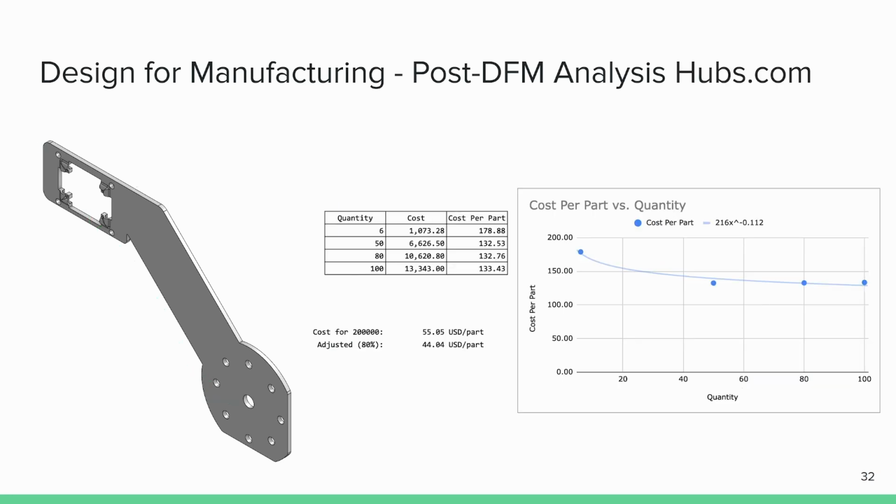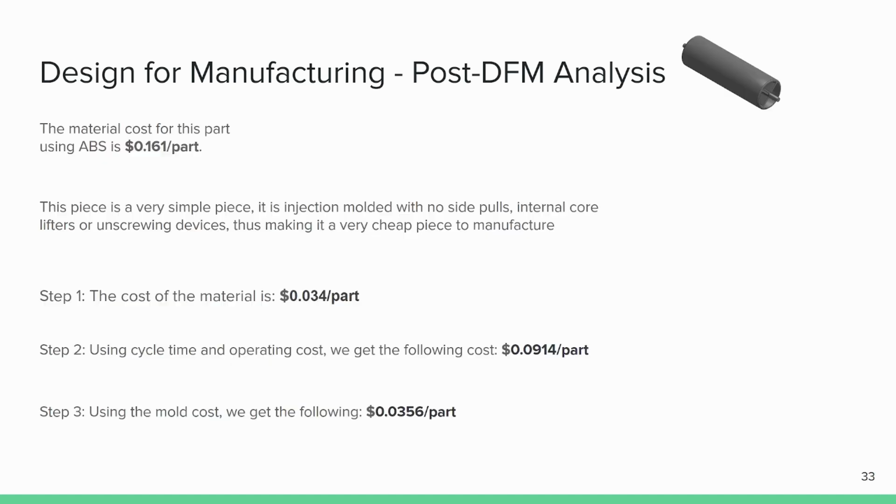This is the hubs.com estimation for the post DFM sheet metal part. As we can see, the cost is still actually higher than it was before, and this is again most likely due to the fact that the model is being extrapolated beyond useful limits.